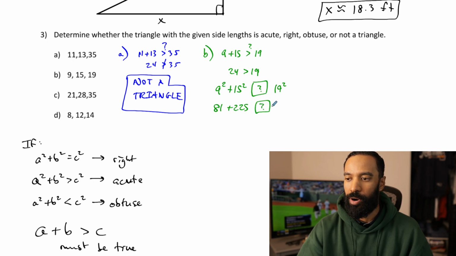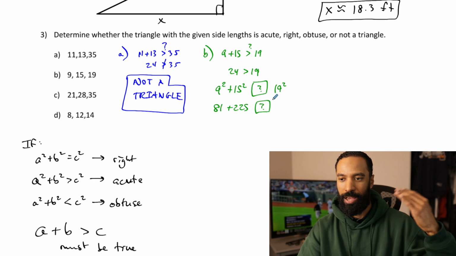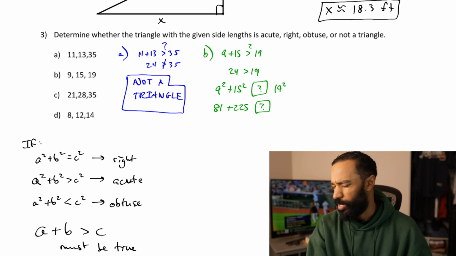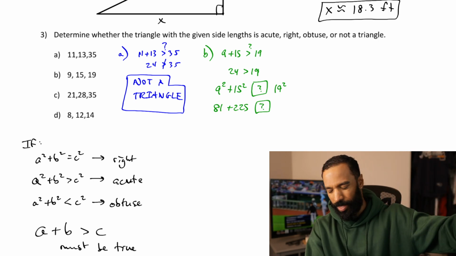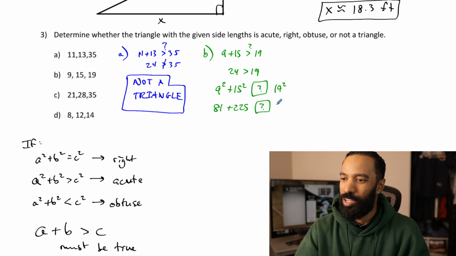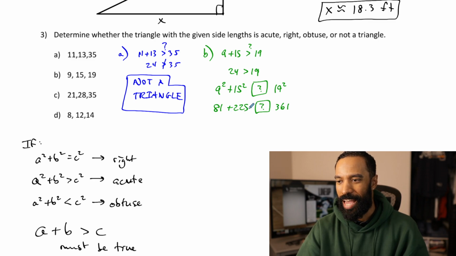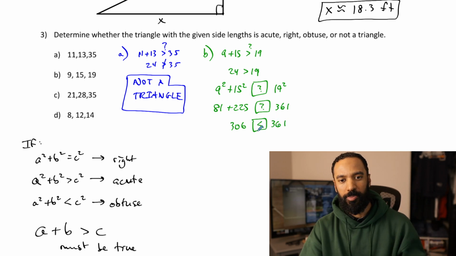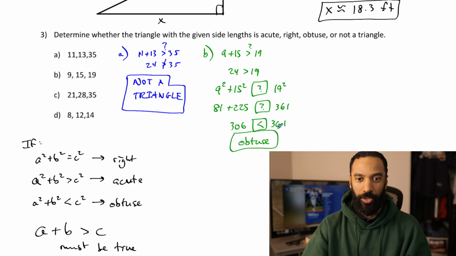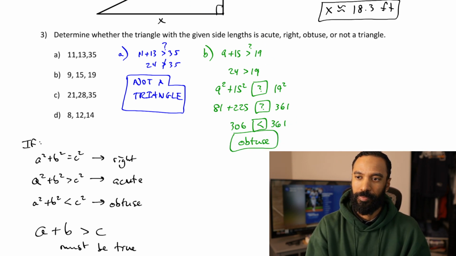Not much room for these problems here. I will have room to scroll down, but if you're doing these problems, you really have to squeeze this stuff in. 19 squared. 361? Wait, hold on. Did we just do that? No, we did something else. But yes, 361. And 81 plus 225 is 306, which is less than 361. So a squared plus b squared is less than c squared. This is an obtuse triangle. It is a triangle, but it is obtuse.